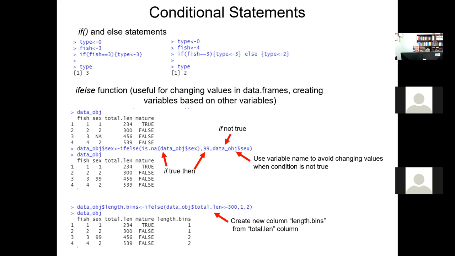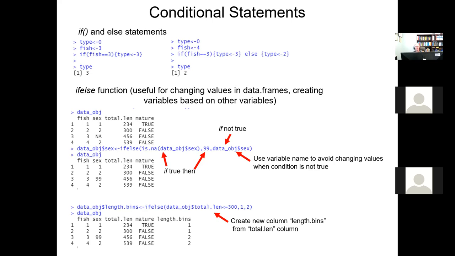there's only one line, you don't really need these brackets. But if you have multiple values that you want to examine, you have to have these brackets. So it's if fish equals 3, do whatever's in the bracket. So in this case, it's reassigning type 3 to the type variable that was originally 0. Sorry, that's confusing. So it would be if fish equals 3, then assign 3 to that object type. And then below, I just show you what happens when you type that.